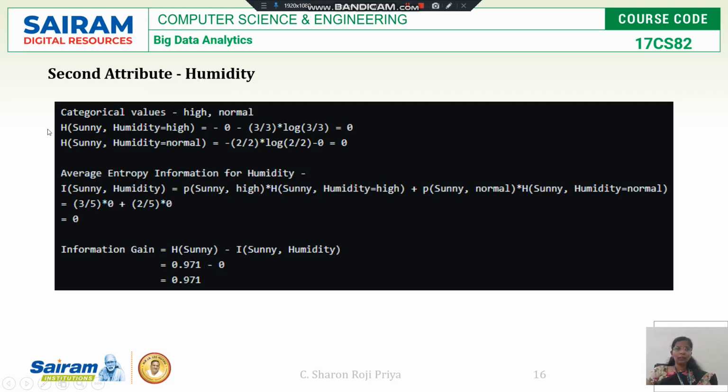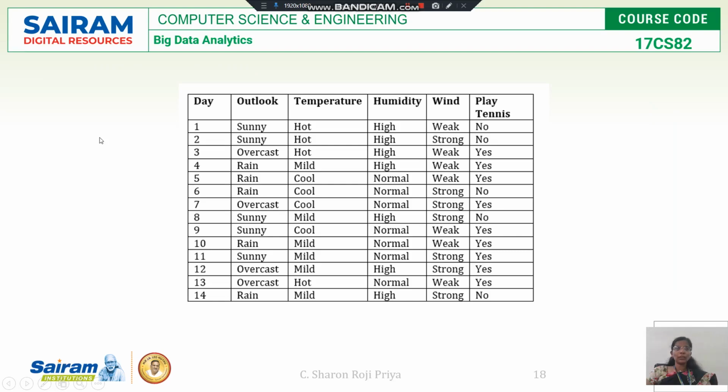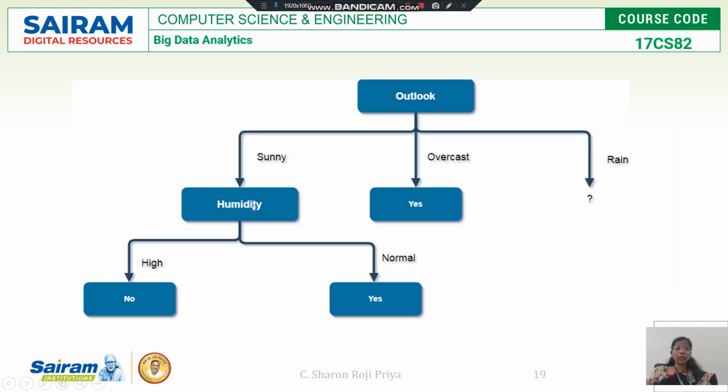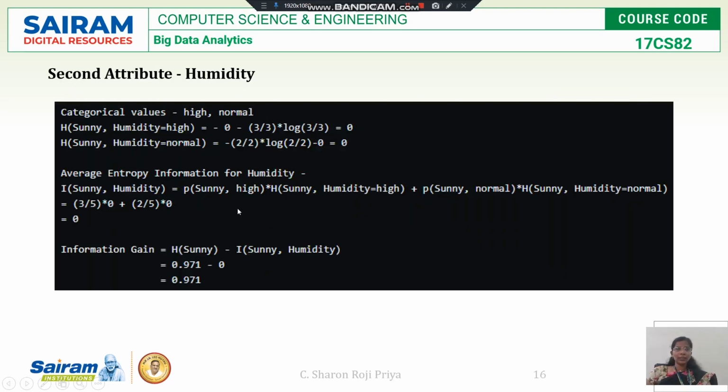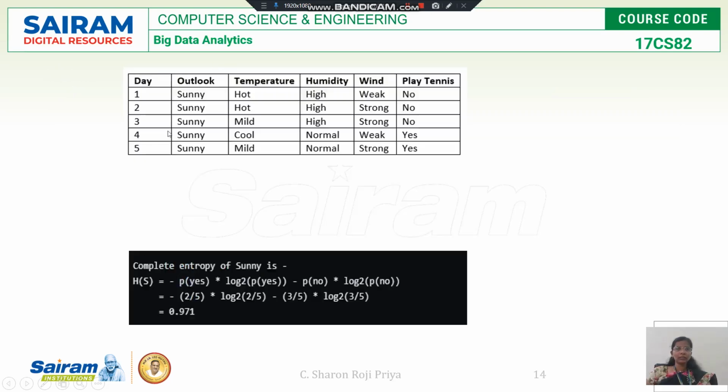Humidity when it is sunny, right? So how will you mark your decision tree? Next to sunny, you will get the attribute humidity. Hope I am clear. Next, you check this data set. Humidity is having either high or normal.